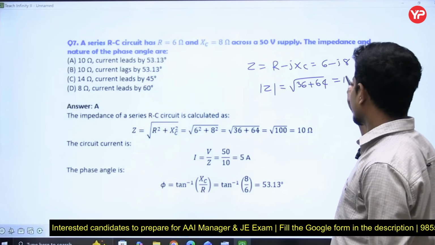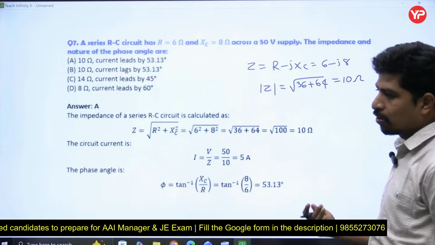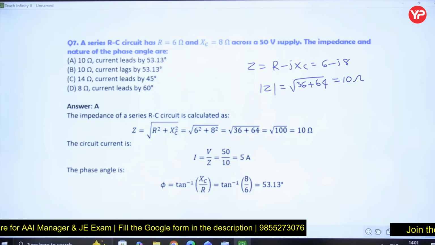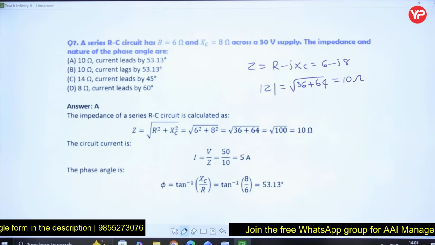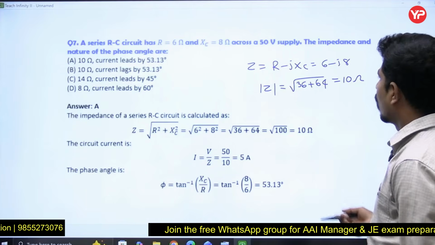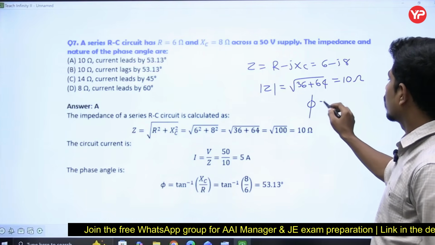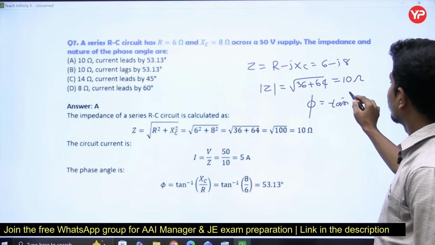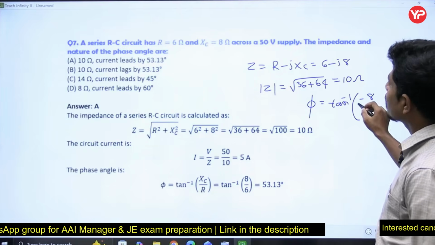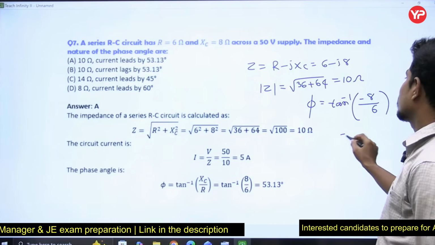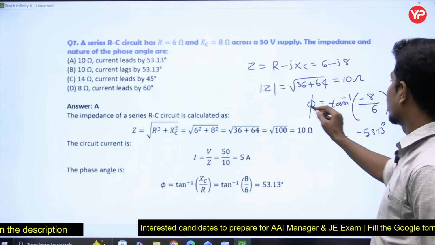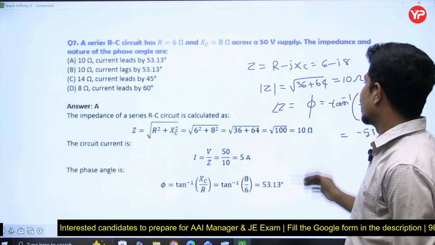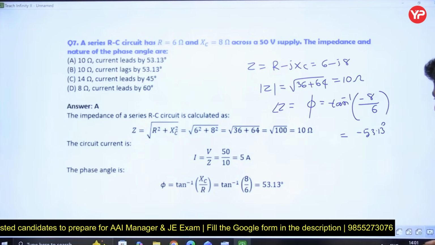I take simple numbers, and the reason is that you will not be allowed to use any calculator, so that here in the classroom also it will become easy for you to learn. Now, phase angle phi is equal to tan inverse of the imaginary part minus 8 divided by 6. So this is going to be minus 53.13. Current is going to lead.